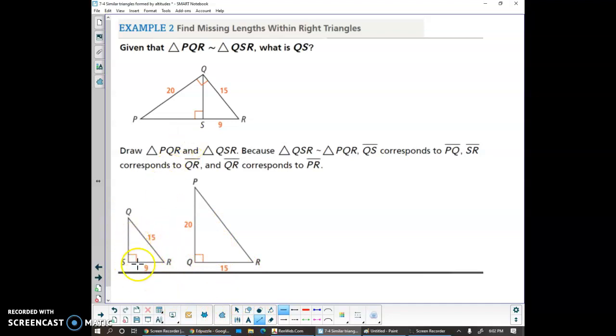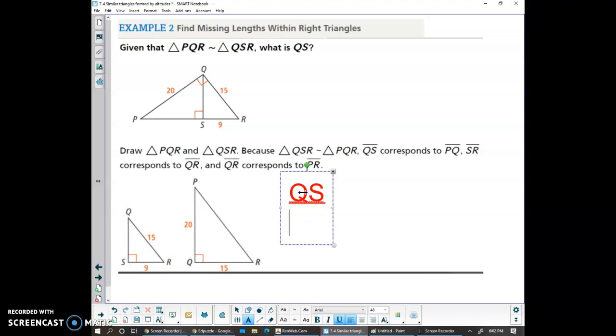So we're finding QS. What would our proportion look like? Take the small triangle and then orient the big triangle to be in the same direction of it. Let's see which side goes with which one. QS goes with PQ. PQ is equal to 20.